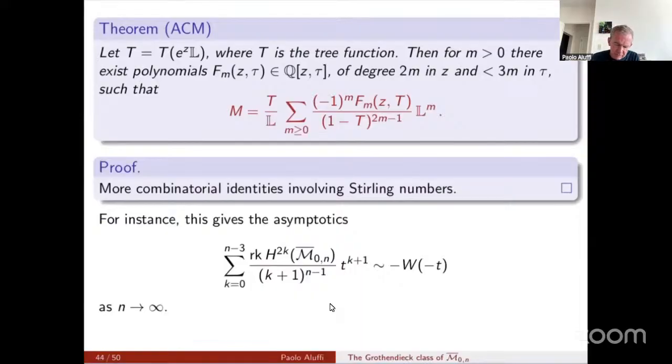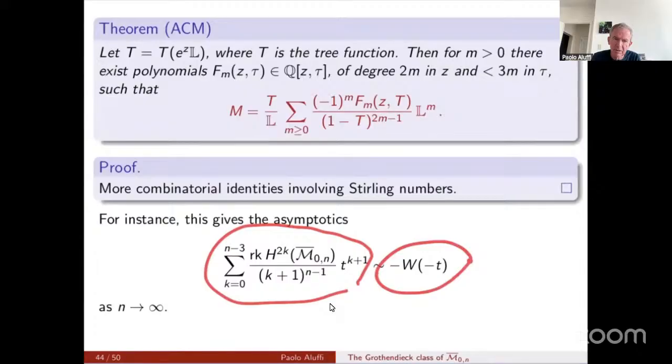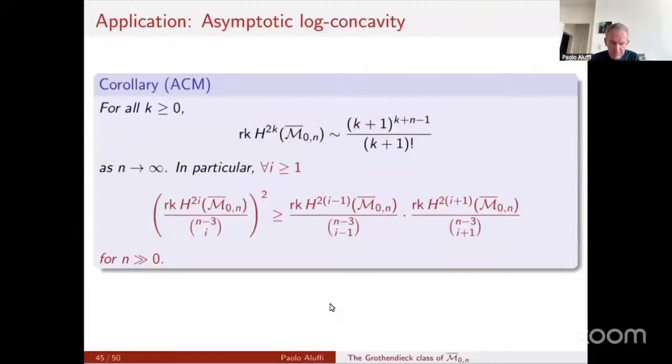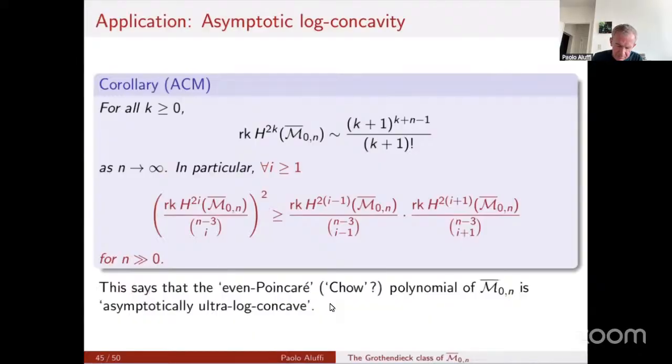Why is this good? Because you can get asymptotics out of it. So, for example, if you take the Betti numbers and put them into this expression, then you get something that is asymptotic to the tree function as n goes to infinity. Why do I care? Because I have an application. This is in the paper with Stephanie Chen and Matilde Marcolli. This is again the asymptotics, and this is the implication. The implication is that you have this inequality for very large n. This inequality looks like log concavity. It is ultra log concavity, so it's a stronger condition than log concavity.